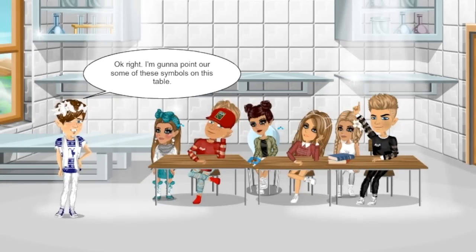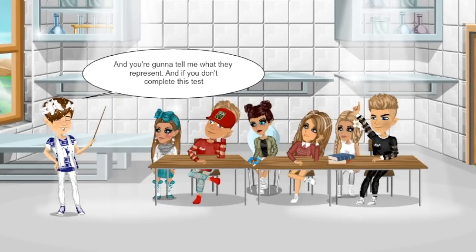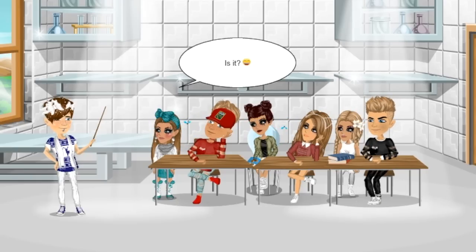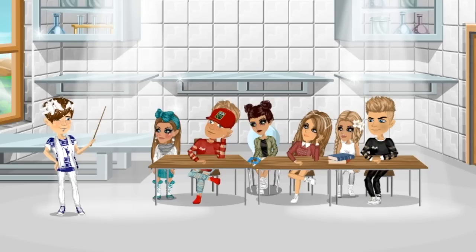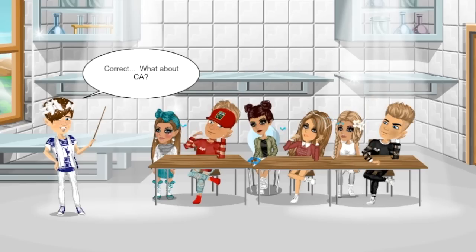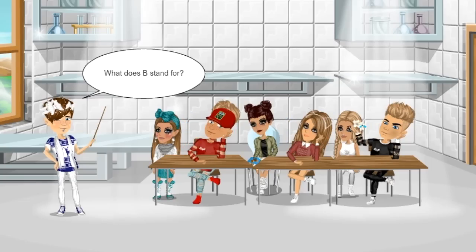Whatever. Okay, right. I'm going to point out some of these symbols on this table, and you're going to tell me what they represent. And if you don't complete this test with 100% correct answers, I'm going to put you on detention. Is it? Yes, it is. What does Zn stand for? Zinc. Correct. What about Ca? Calcium. What does B stand for?